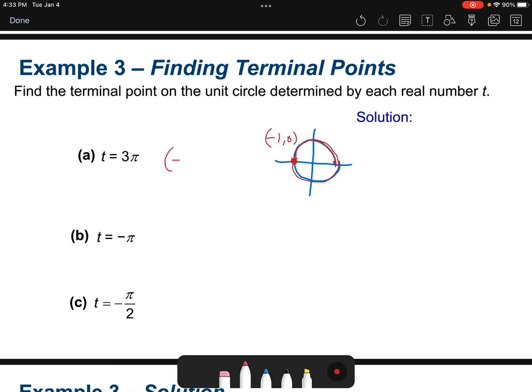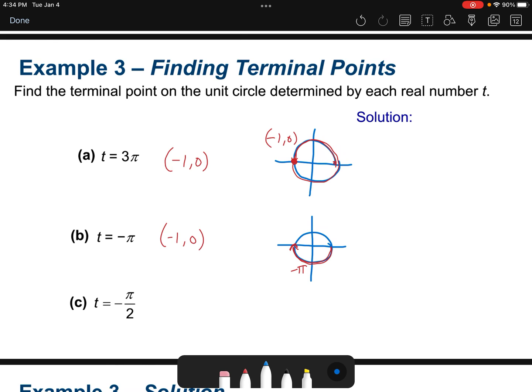So my terminal point is negative 1, 0. How about negative pi? Instead of going counterclockwise, we go clockwise now because it's negative. That's negative pi right there, correct? Well, that is also negative 1, 0. So there's multiple ways to get to that point, which is pretty cool.